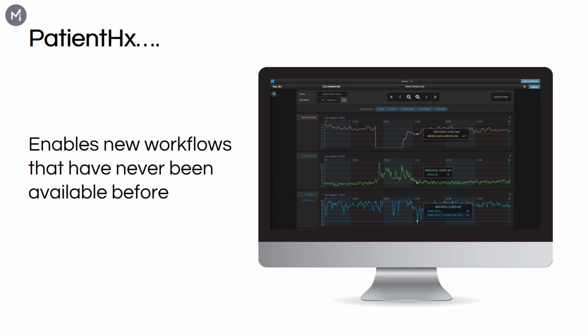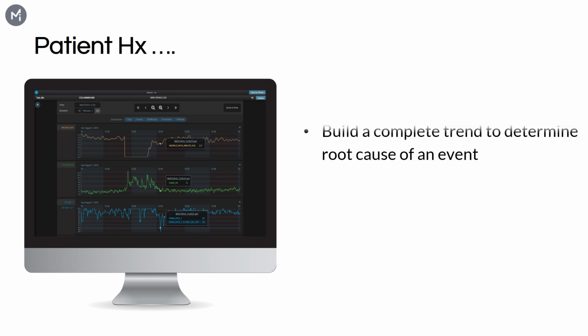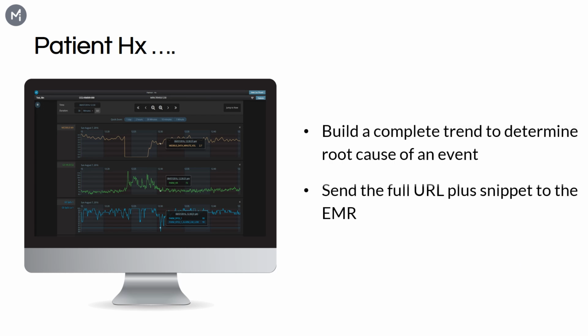Patient HX enables new workflows that have never been available before. It allows you to go back in time to build a complete trend and quickly determine the root cause of an event. Send the full URL and snippet to the EMR for enhanced documentation, or take care of patients first and document later.